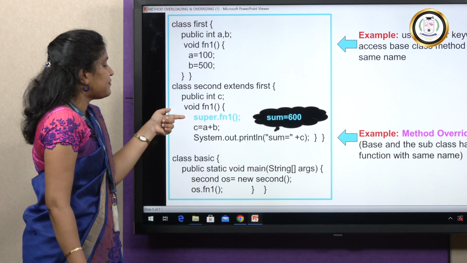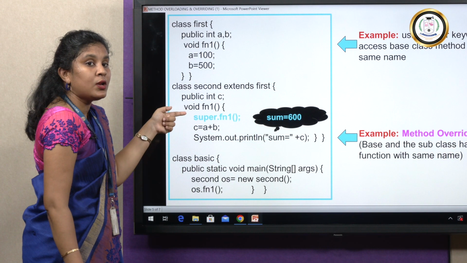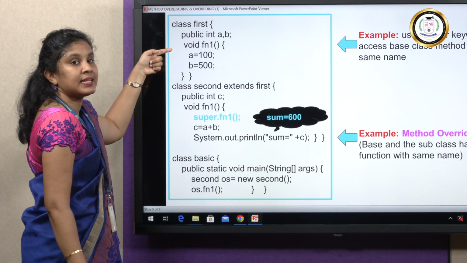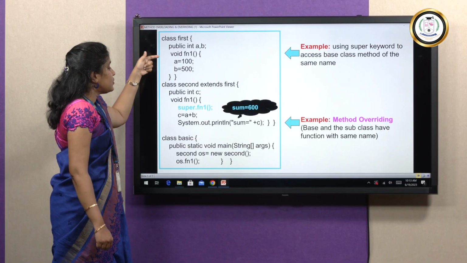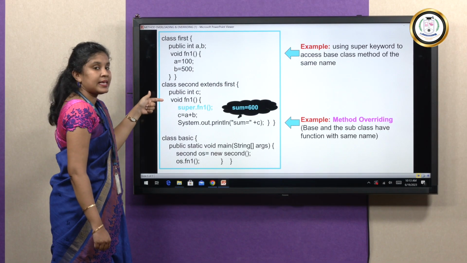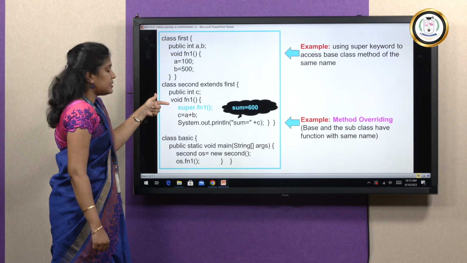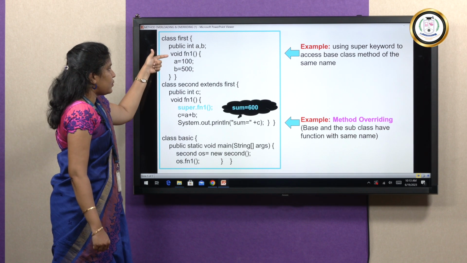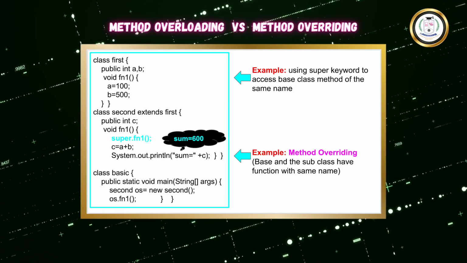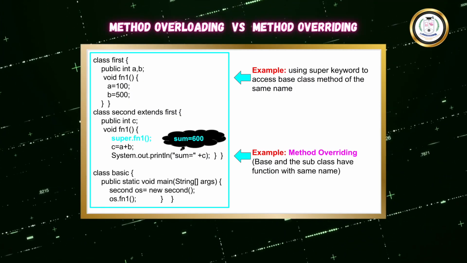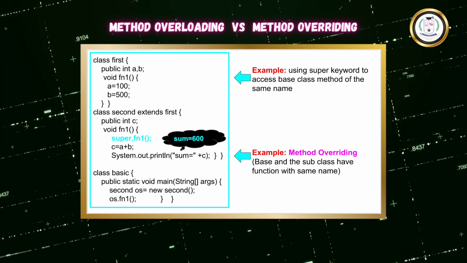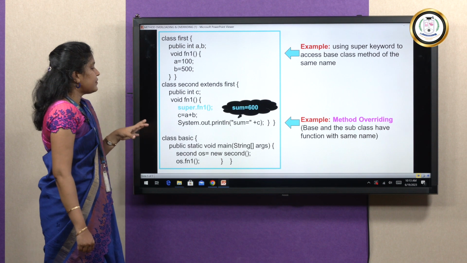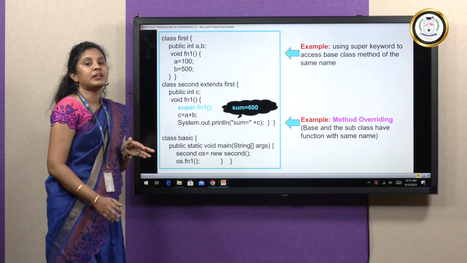Inside my derived class fn1, the first line calls super.fn1, which in turn calls my base class fn1 function. Even though I have two functions of the same name, they will be called in this order only. So it will call the base class fn1, assign values for a and b, use these values for addition in my derived class, and print the value as sum is equal to 600. So this is how we use method overriding.